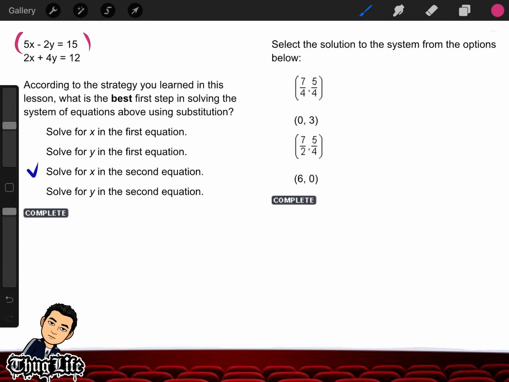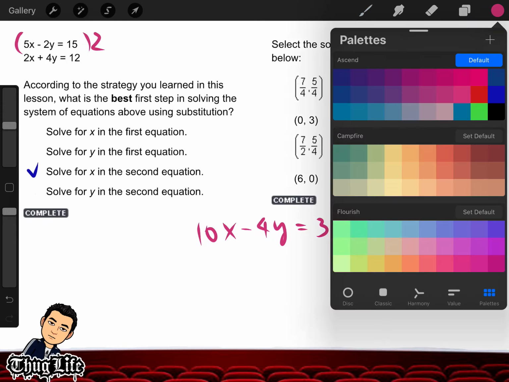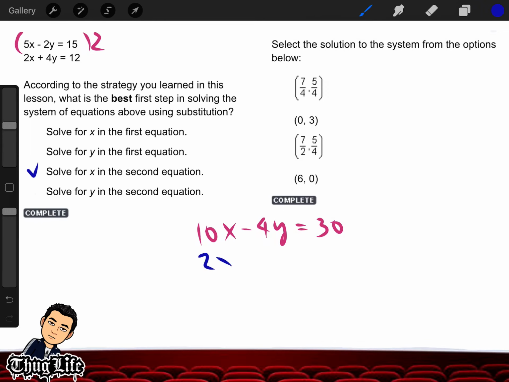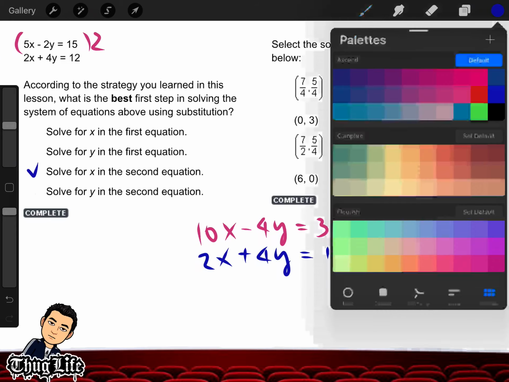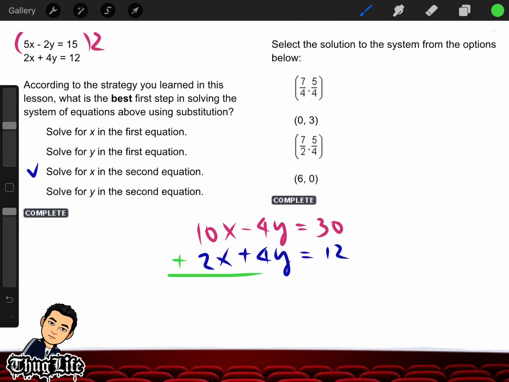So let me multiply the 2 on the first equation. So that's going to be 10x minus 4y equals 30. I'm going to rewrite the second equation right there. So 2x plus 4y equals 12. See, we learned this one, right? All you need to do is add up the two equations. So you're going to cancel out the y's.